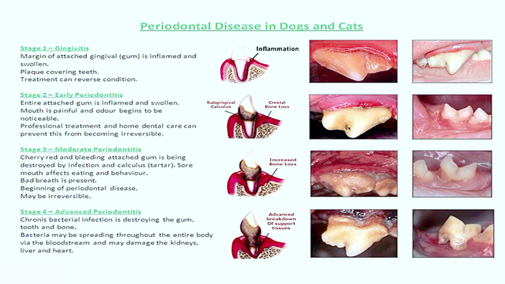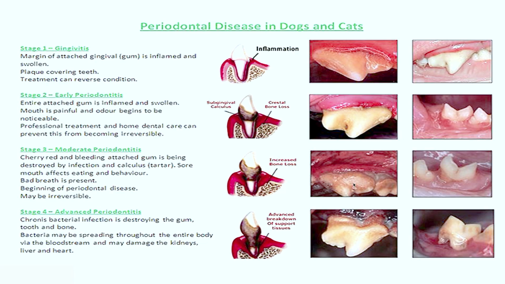So usually you do need some form of intervention here to get in and try and scale some of this horrible calculus and plaque away and calm down that gingivitis. When you get to stage 3, this is quite advanced. So it's a moderate periodontitis. And you can see the cherry red and bleeding gums here. And it's being destroyed probably by an infection, which looks like it's going on here.